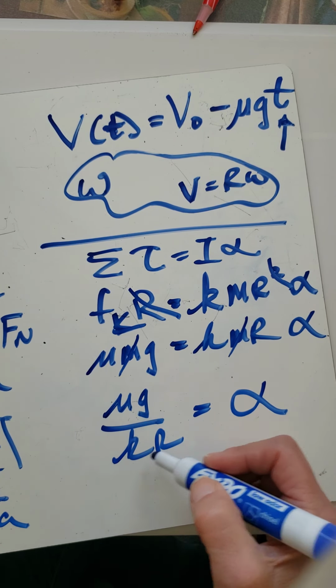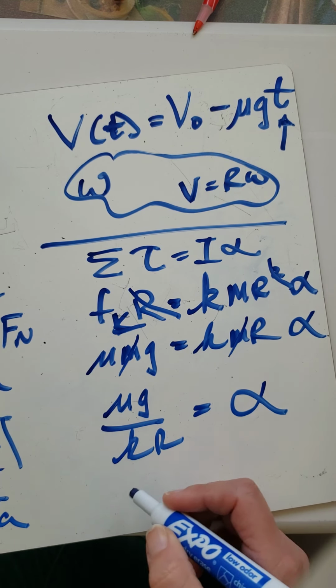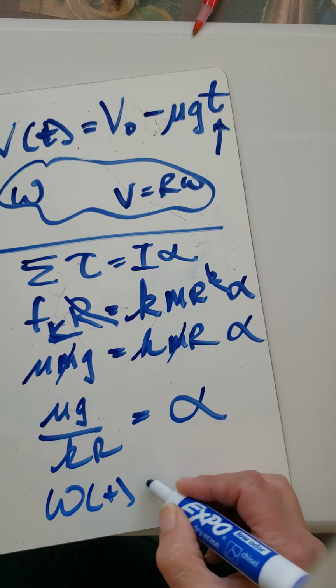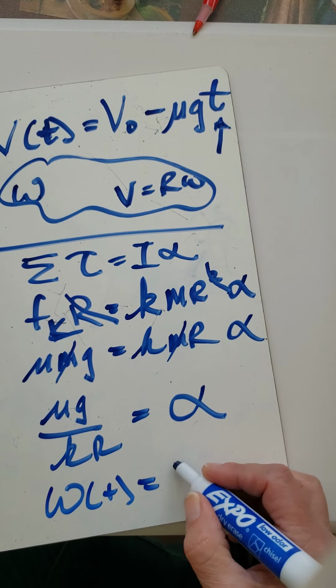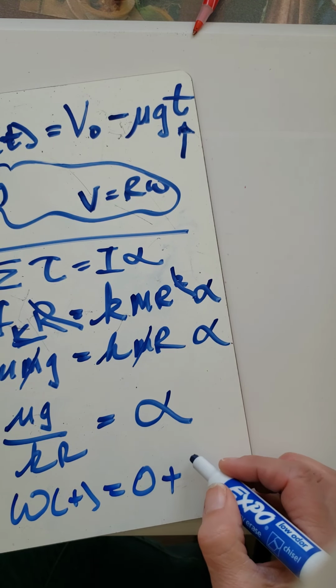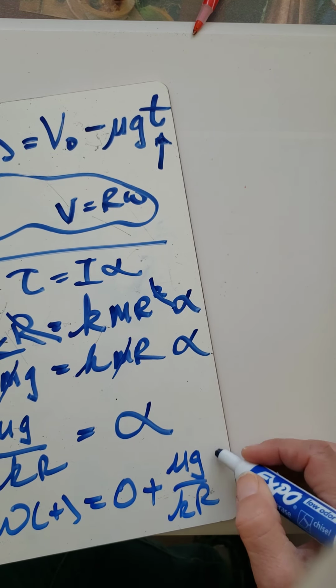Again, all of these things are constant, so I can plug it into my kinematic equation for angular velocity and get my angular velocity as a function of time is equal to my initial angular velocity, which is 0 in this case, plus the acceleration times the time, which is going to be mu times g, k over r times t.